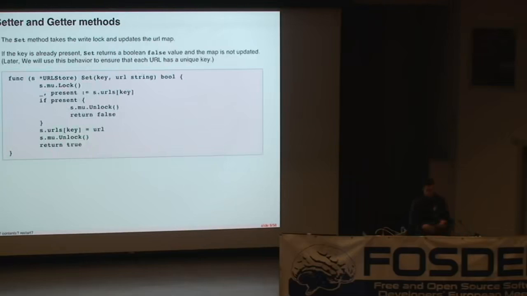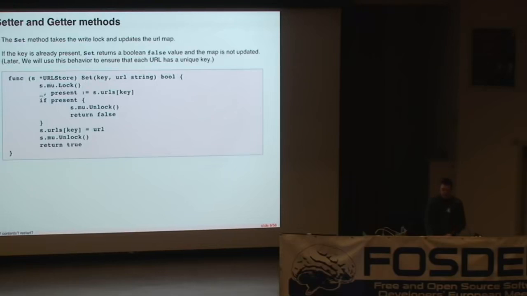And our set method does the reverse, but with a slight added complication. The set method will take the write lock and update the map. But if the key is already present in the map, we want to return false and not do anything to the map, because we don't want multiple clients to be able to clobber each other in writing the same URL to the same key in the map. And this will come up later and make our algorithm simpler. But in this case, set takes a key and a URL, both strings, and then returns a Boolean value.